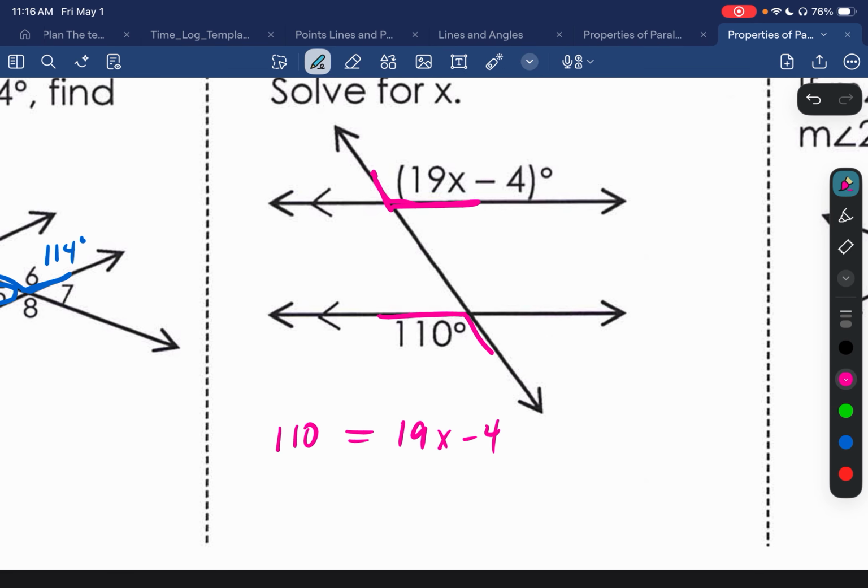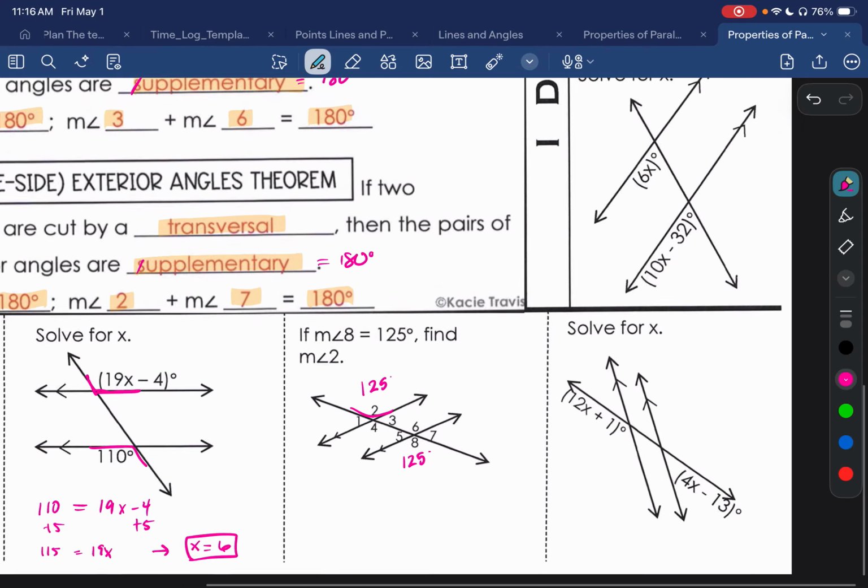And then we just solve this like we normally would any equation, right? So I would say jump to the line, flip the sign, plus 5, plus 5. I got 115 equals 19x. And then you want to divide both sides by 19, which will give you x equals 6. All right. Guess I will do them real quick.